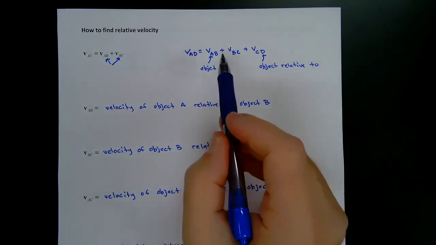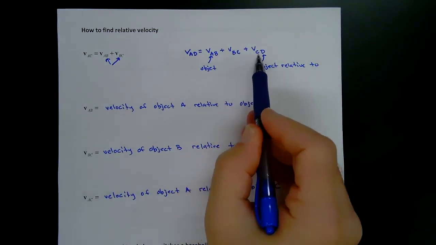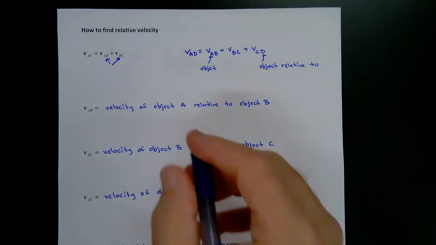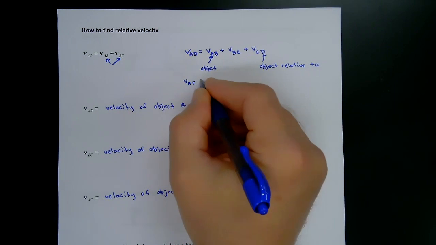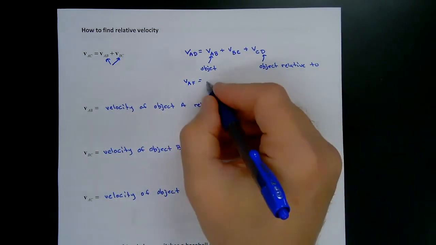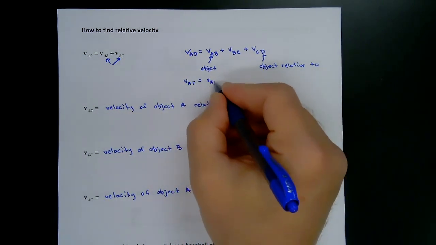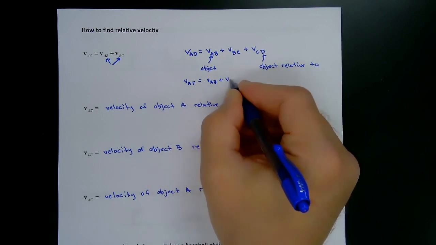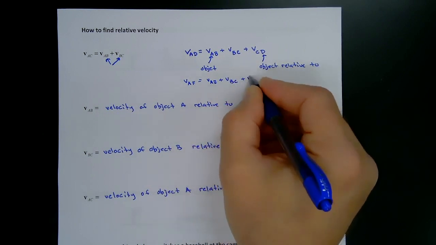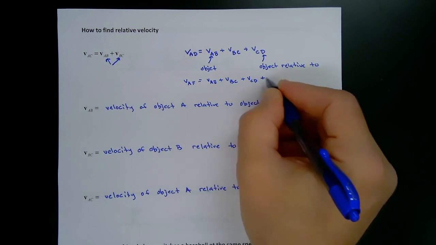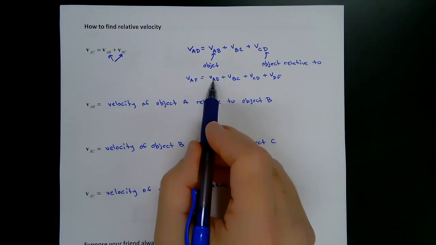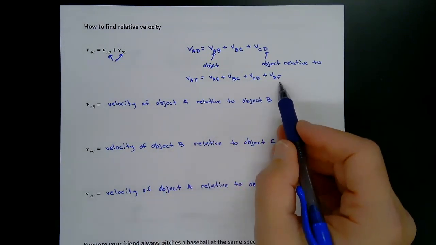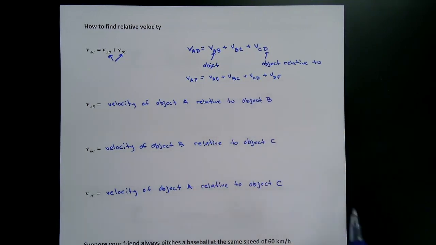Okay, and you have to go A to B, then B to C, and then C to D. So if we were to do the velocity of object A relative to F, then that would be VAB plus VBC plus VCD plus VDF. And so we have to start with the object that we're finding the velocity of, and we have to end with what it's relative to, and everything in between is going to cancel.